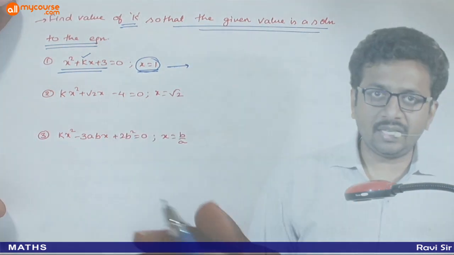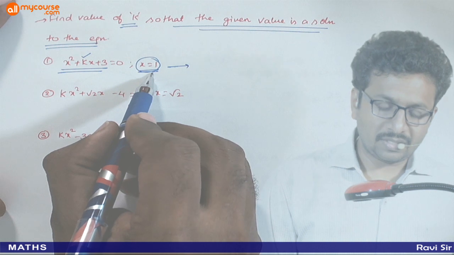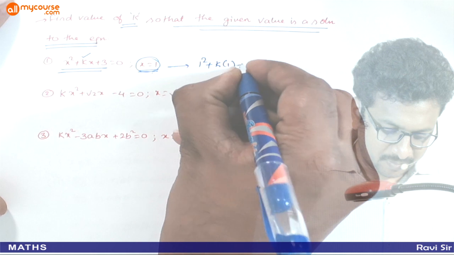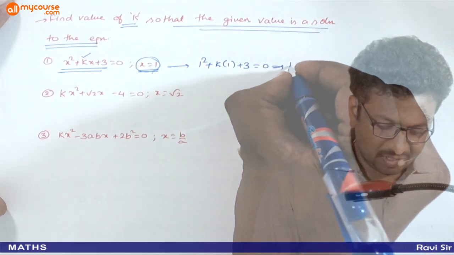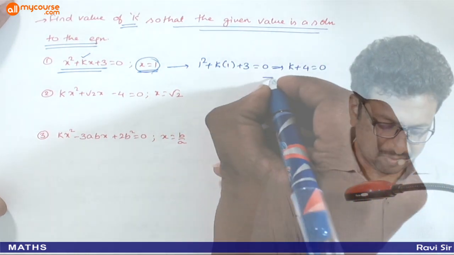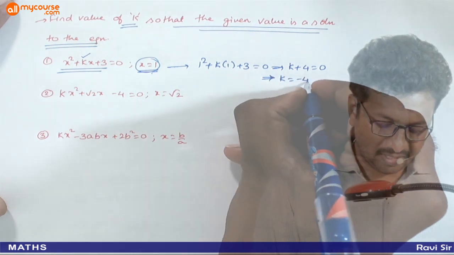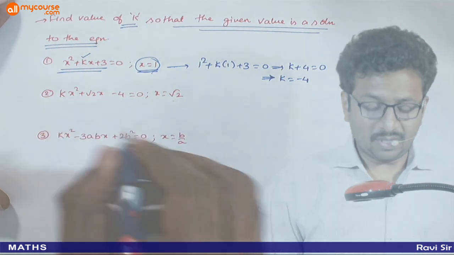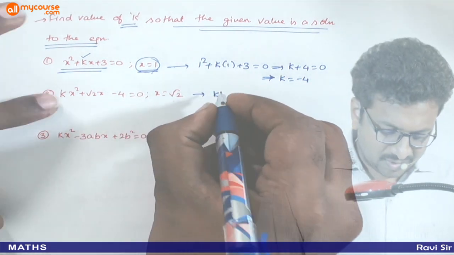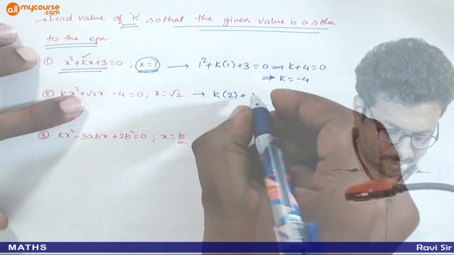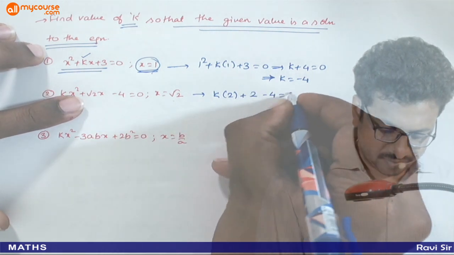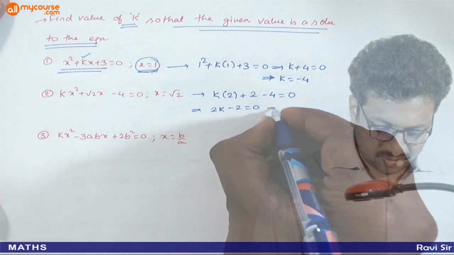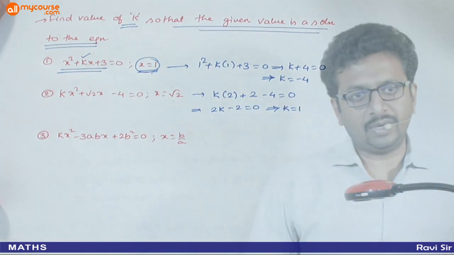So the reasoning is simple. Given that x equal to 1 is a solution, it has to satisfy this equation. So 1 square plus k into 1 plus 3 is equal to 0. k plus 4 is equal to 0, which implies k is equal to minus 4. Now x equal to root 2, substitute it. k times root 2 whole square is 2k, plus root 2 into root 2 is 2, minus 4 is equal to 0. So 2k minus 2 is equal to 0, which implies k is equal to 1.